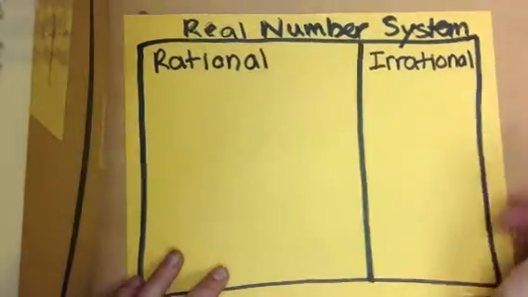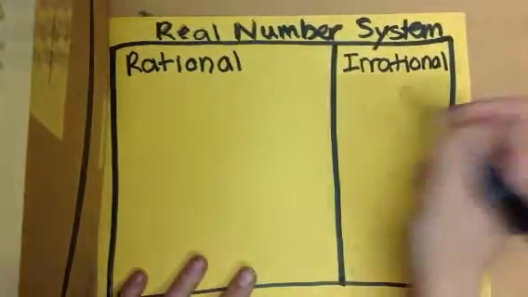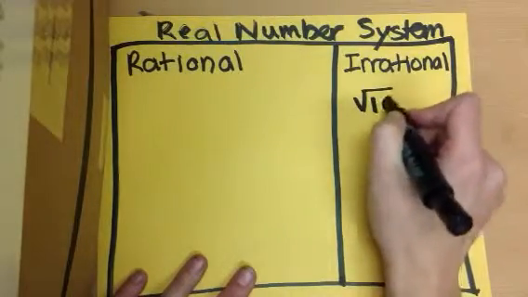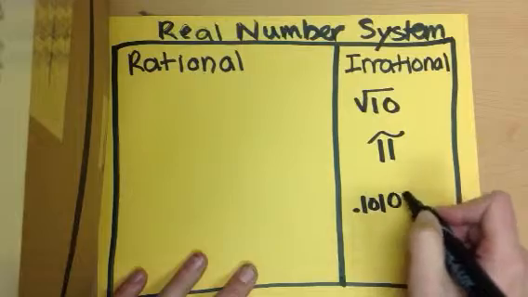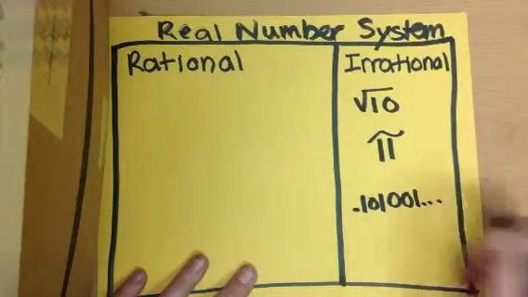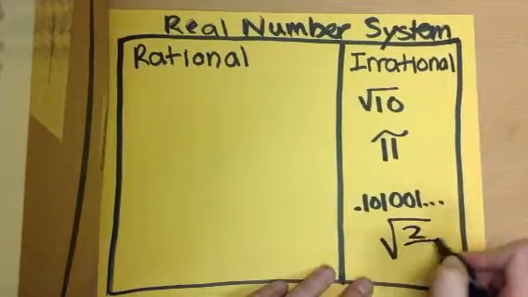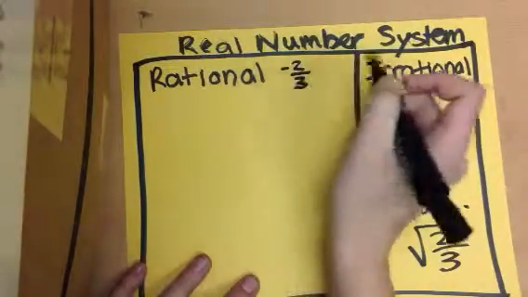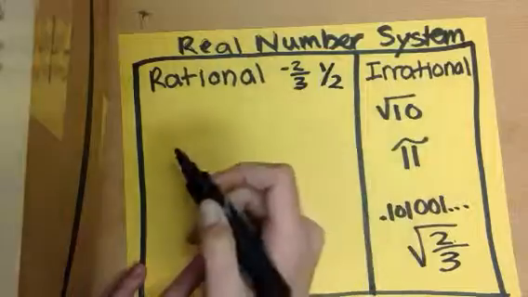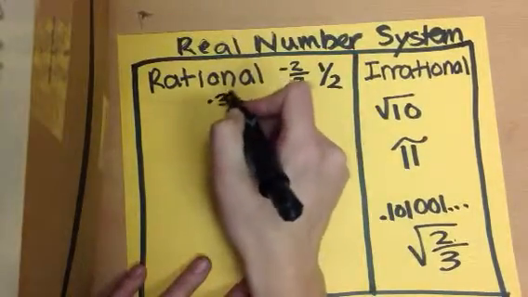Next, have students think of a few examples. For example, irrational numbers. That could be radical 10 or pi, or perhaps 0.101001, continuing on forever. Another good example is radical 2 over 3. Rational numbers could be negative 2/3, perhaps 1/2. 0.37 is another good example.